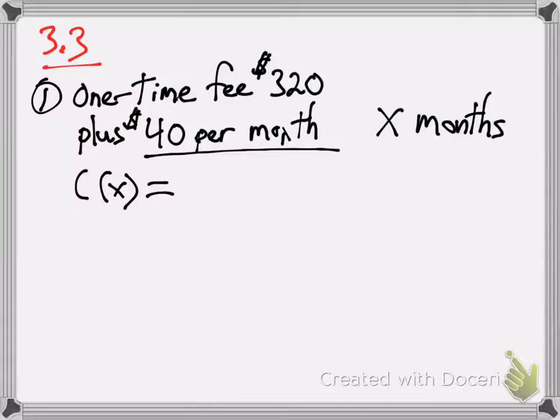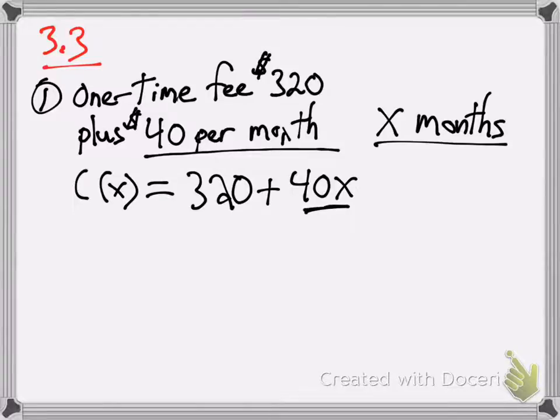Okay, so if x is the number of months, what is the formula going to be? Well, do you guys know how to do this one? Yeah. So it's 320 plus 40x, right? Are you okay with that? I want to make sure that makes sense for you because it's 40 times x because x is the number of months, right?